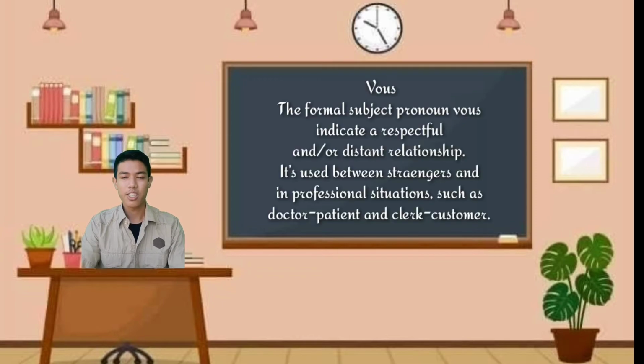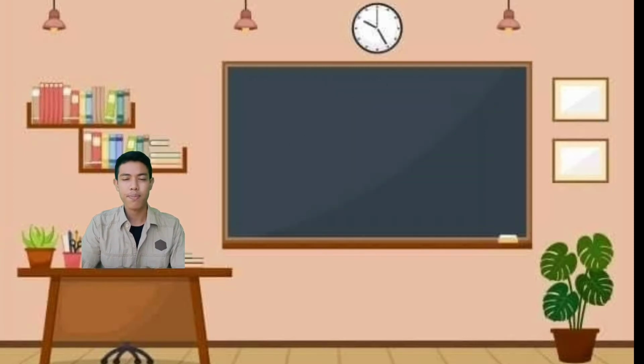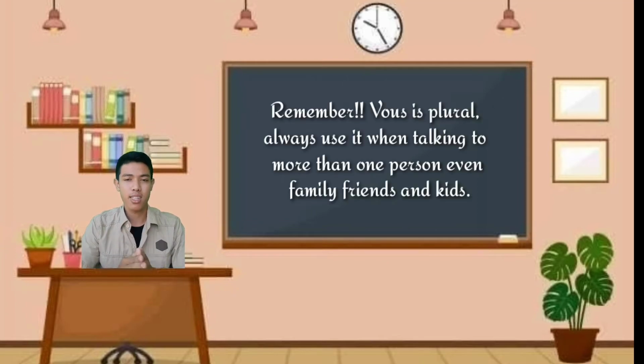And now is vous. The formal subject pronoun vous indicates a respectful and or distant relationship. It's used between strangers and in professional situations, such as doctor, patient, and clerk, customer. It is also used in professional and academic hierarchies, like boss-employee and professor-student. Using vous with someone who doesn't fall into one of these categories demonstrates a certain distance or worse. Remember, vous is plural. Always use it when talking to more than one person, even family, friends, and kids.